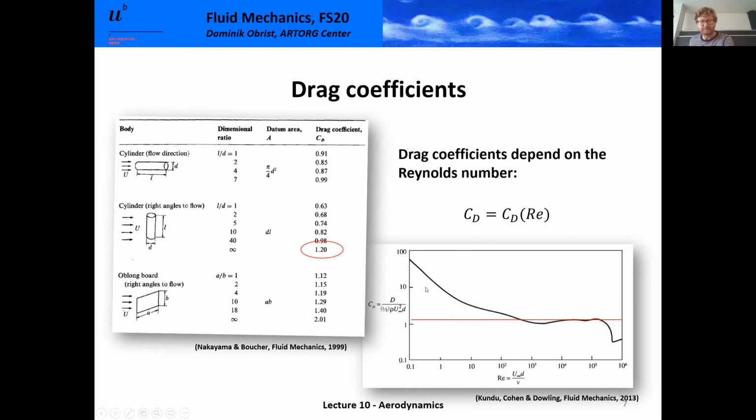And there's this kink here. We're going to come back to that. This is called the drag crisis, where the 1.2 is also missing. So again, always keep in mind when you look at these tables, if you find a number for the drag coefficient, it's specifically only the drag coefficient for a certain Reynolds number, or let's say a certain range of Reynolds numbers.